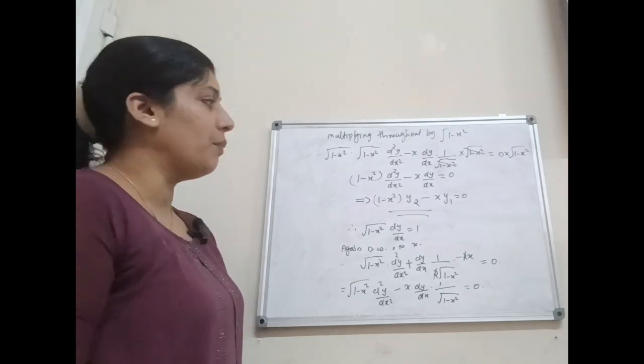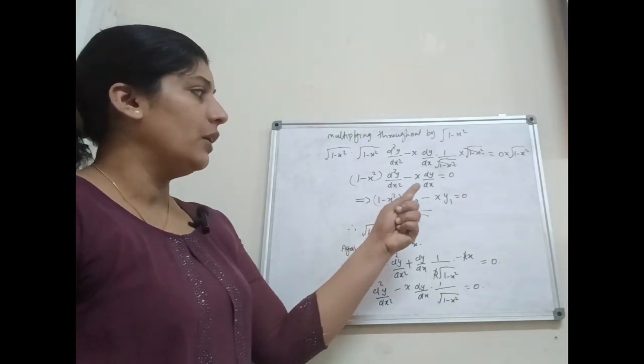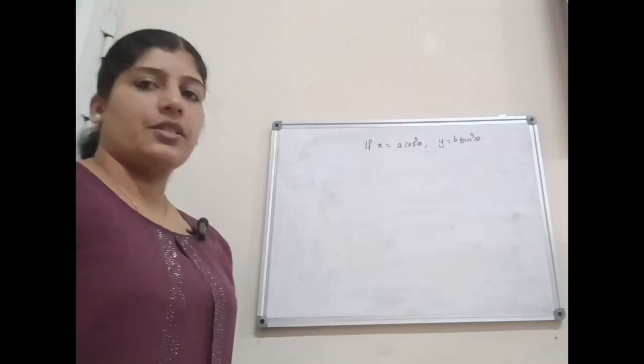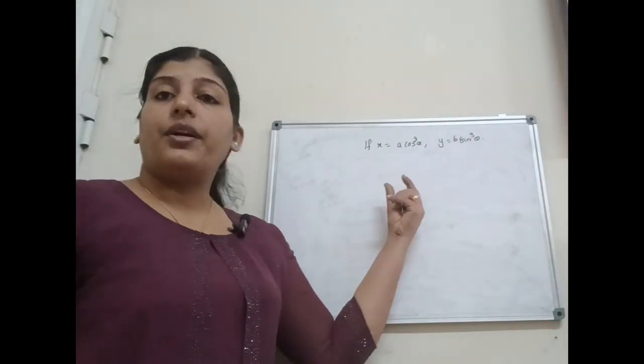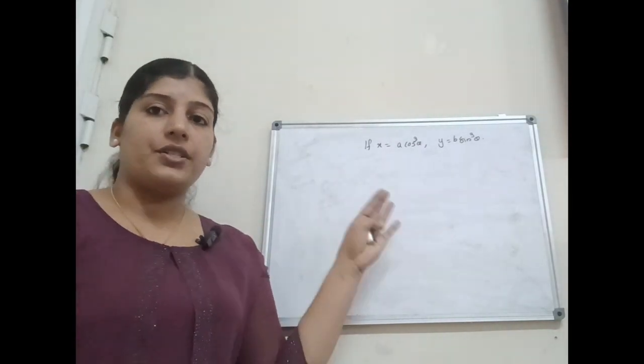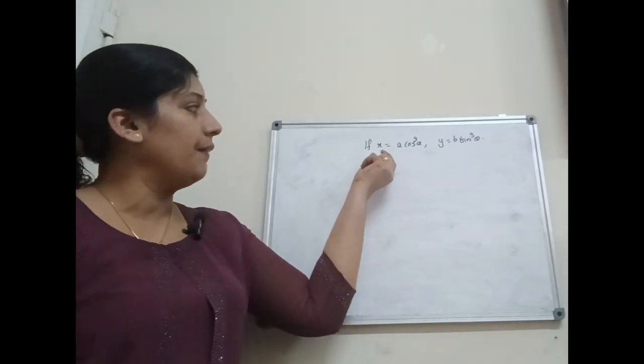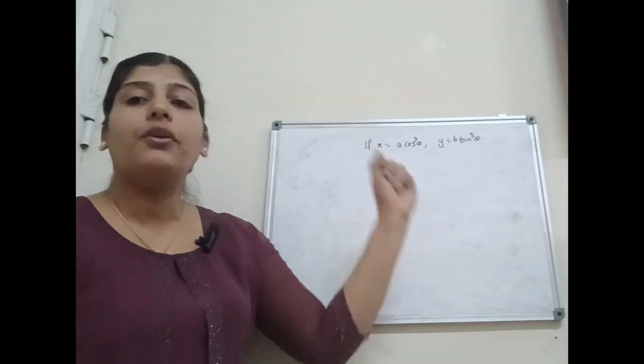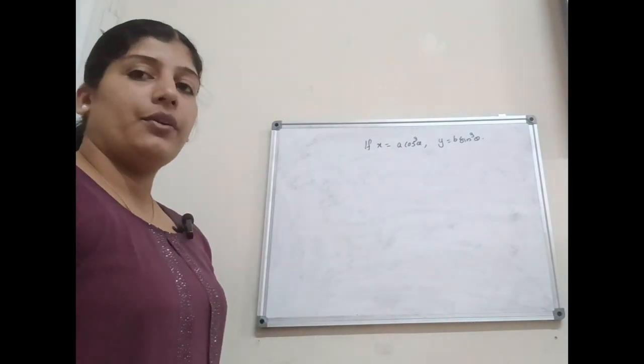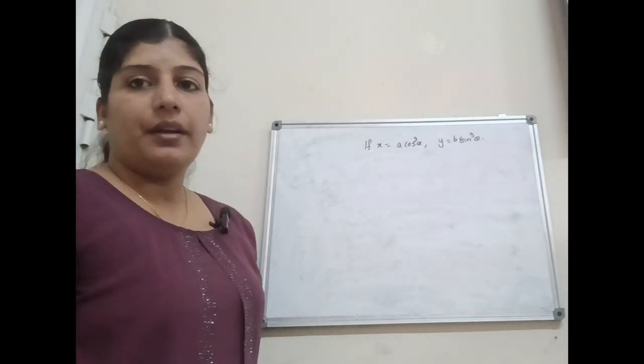Here we have to replace d square y by dx square as y2 and dy by dx as y1. Next we have to discuss the second order derivative of a parametric function. Here the functions are in parametric form. Let us consider the function x equal to a cos cube theta, y equal to b sin cube theta. How can we find the second order derivative of these parametric functions?